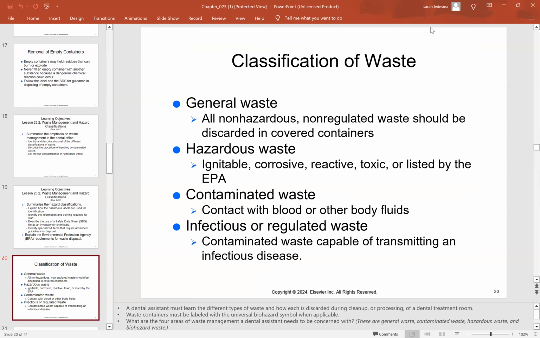Classification of waste. So we have general waste. This is all non-hazardous, non-regulated waste that should be discarded in covered containers. Then we have our hazardous waste. This is waste that can ignite, is corrosive, is reactive, toxic, or listed by the EPA. Contaminated waste is waste that contacts blood or other bodily fluids. And then infectious or regulated waste is contaminated waste capable of transmitting an infectious disease.